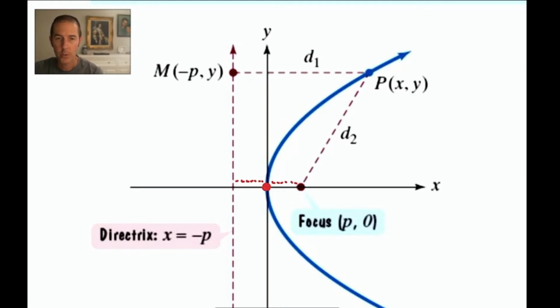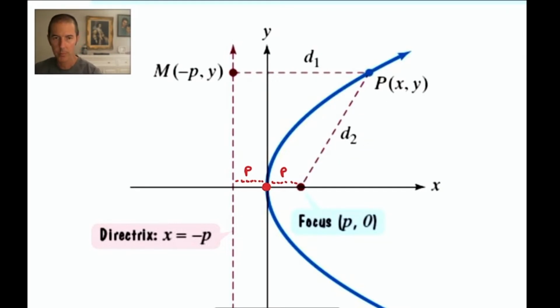And you can actually see it here in this diagram, the location of the focus is p comma 0. And we'll talk about that p value in a moment. That's going to be a specific number depending on the equation that we're working with. But this distance here is p, which means that this distance is also p, because d1 has to equal d2.